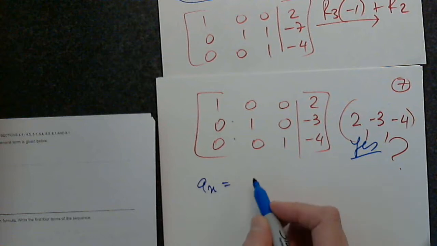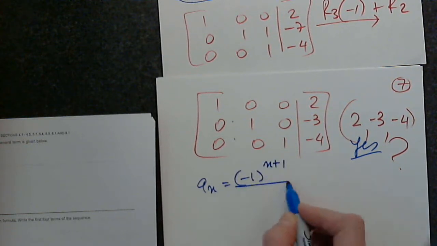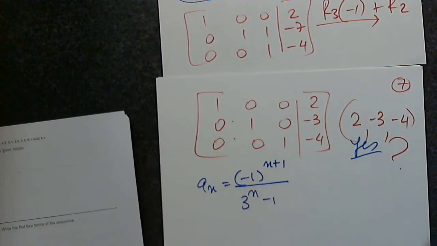So we have a_n equals negative 1 raised to n plus first power over 3 to the n minus 1.